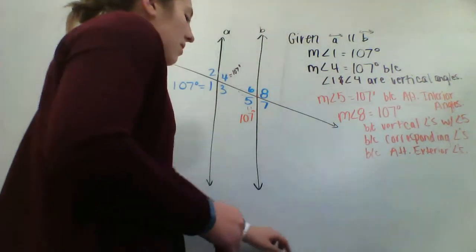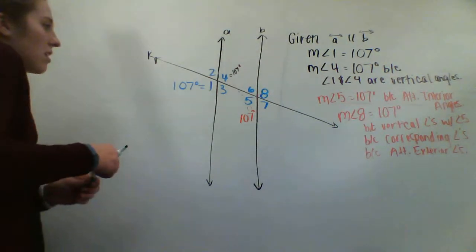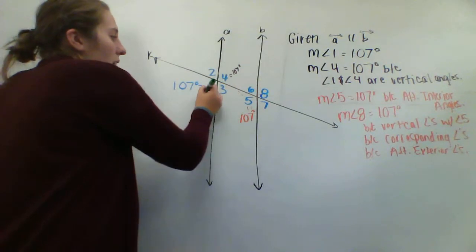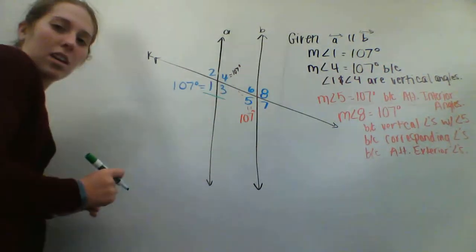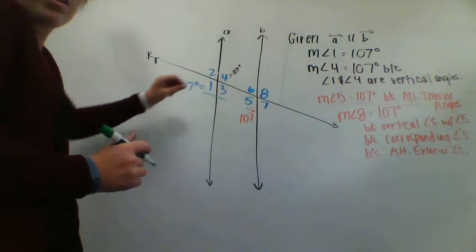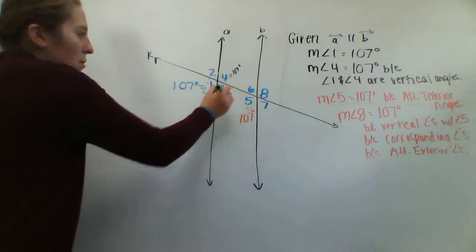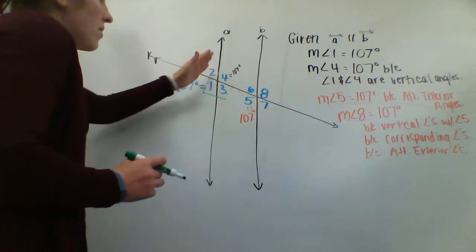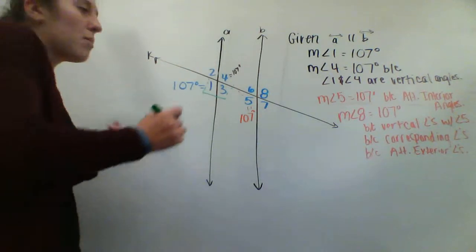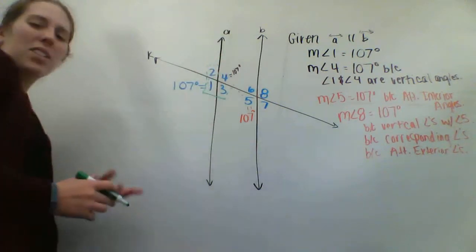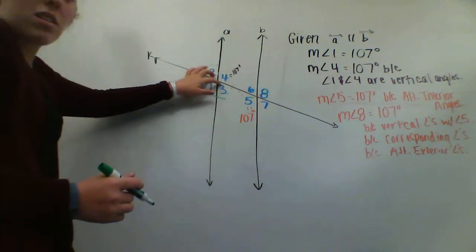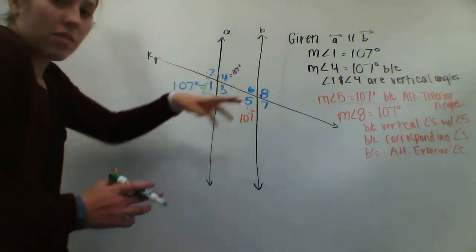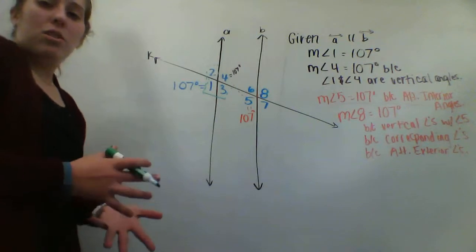So the next step is to figure out another missing piece. Notice up here, angle 1 is supplementary with angle 3, because they are a linear pair. And angles 1 and 2 are also supplementary because they are also a linear pair. Notice that 2 and 3 are vertical angles, so we know they're equal. So whatever one we solve, we'll find out what angles 2 and 3 are.